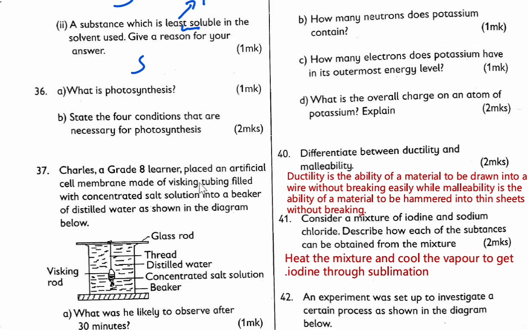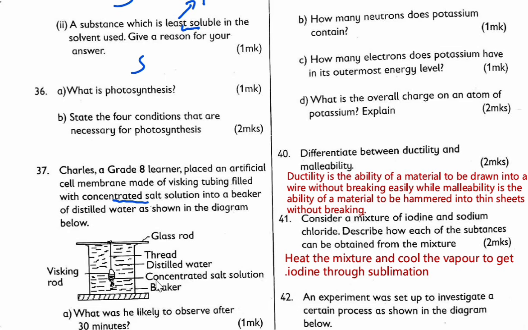Charles, a grade 8 learner, placed an artificial cell membrane made of visking tubing filled with concentrated salt solution into a beaker of distilled water as shown in the diagram below. You can see here we have the visking tubing, concentrated salt solution, and then this is the setup. Part A, what was likely to be observed after 30 minutes? 1 mark.